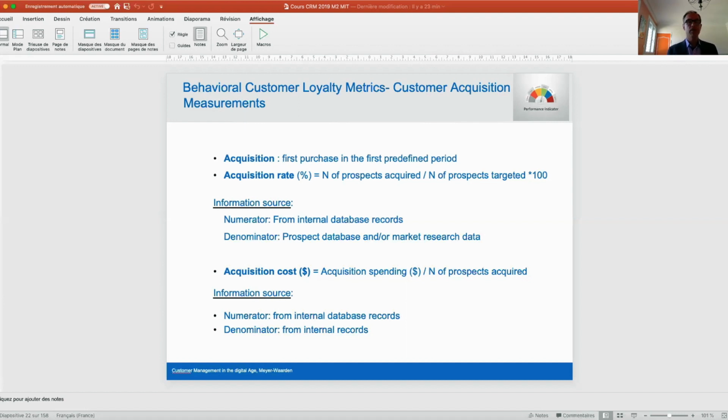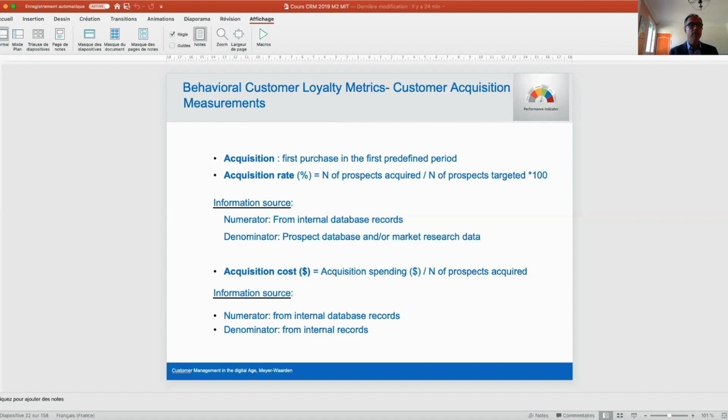And if we have the acquisition rate, we can also calculate the acquisition cost. This is calculated by doing the following. We divide the acquisition spending, the money spent for acquisition. So the email campaign, the Facebook campaign, the rental costs, all these are the spendings for acquisition. This amount is divided by the number of prospects acquired. For example, if we have spent $1 million for acquisition, address rental, email campaigns, and we have acquired 500,000 prospects who become customers, it would give us an acquisition cost of $2 per prospect acquired. 1 million divided by 500,000.